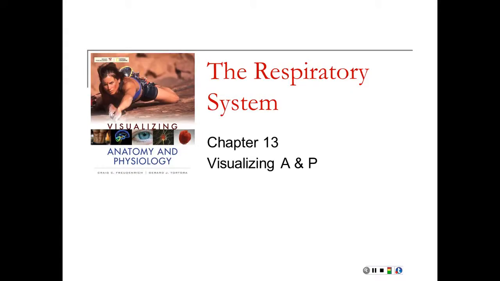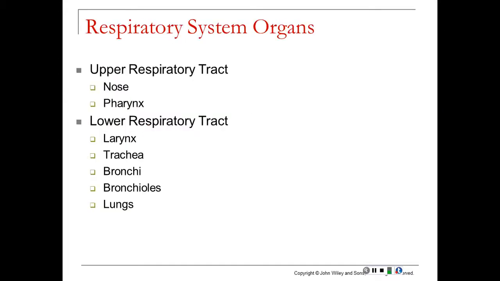Alrighty, so now we're going to start chapter 13, which is our respiratory system. Let's talk about some organs of our respiratory system. First of all, our respiratory system is divided into upper and lower tracts. The upper tract includes the nose and the pharynx, or our throat. The lower respiratory tract includes the larynx, which is where our vocal cords are, the lower throat area, the trachea, the bronchi, bronchioles, and the lungs.